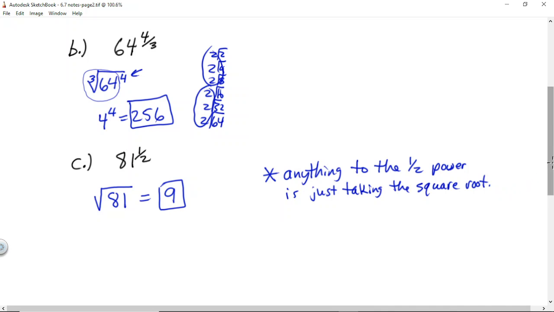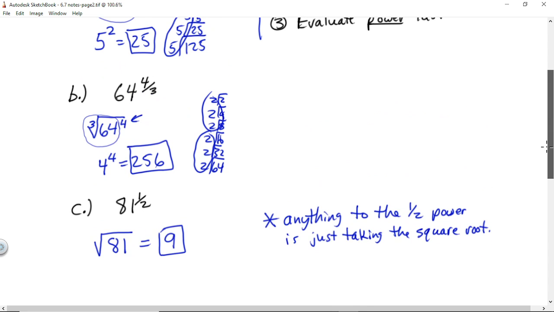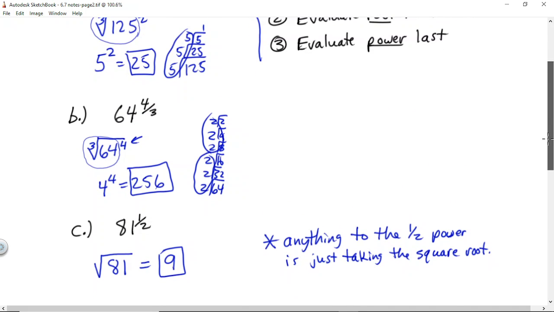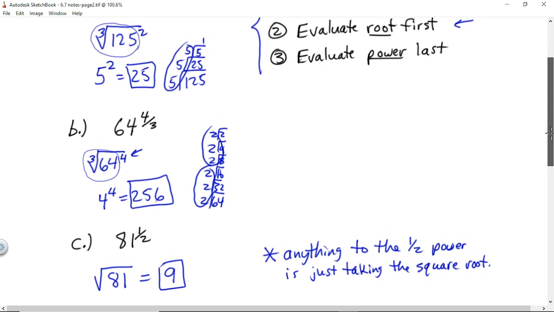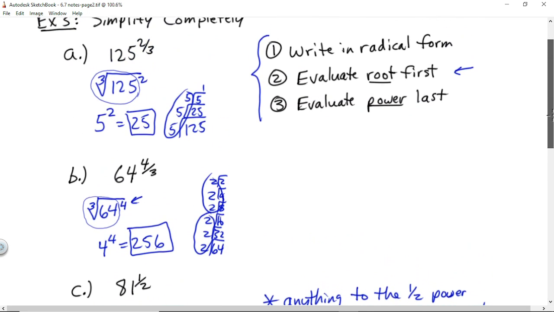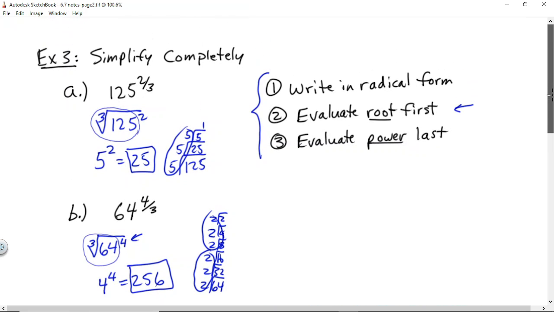Okay, so that's an introduction to rational exponents. And we got to work with radicals there, so got a little bit of practice with those. So that's all for today.